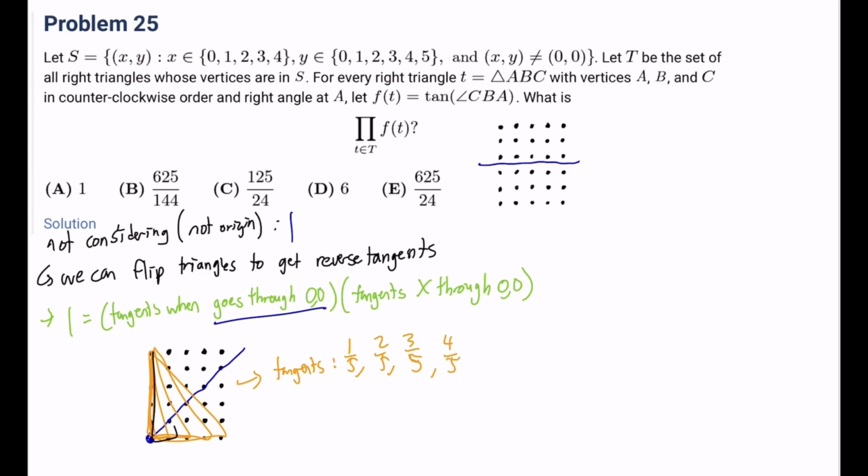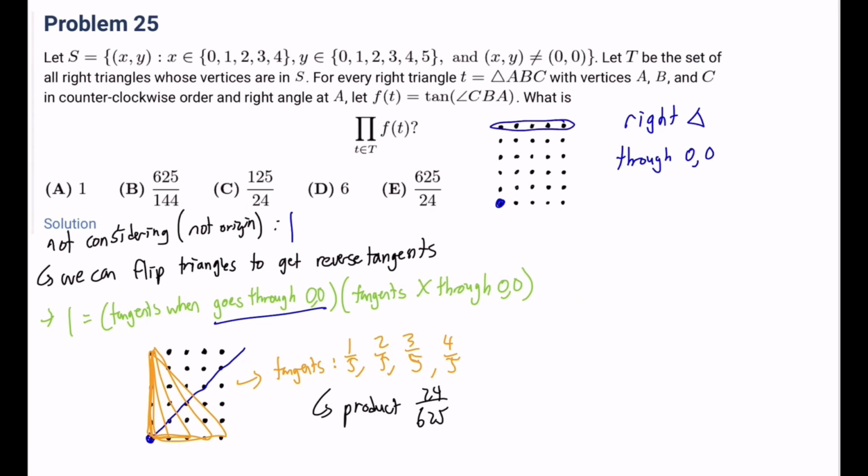1/5 is for the smallest one, and 2/5 is for the next smallest, and all the way until 4/5, which is just this whole thing. If we multiply these, that's going to be 24/625. But this is not the end; we have some more right triangles that go through 0, 0 and touch the top line, and so they cannot be cancelled by that. And they don't have horizontal legs. If you see, we are going to have only 2 cases of that.